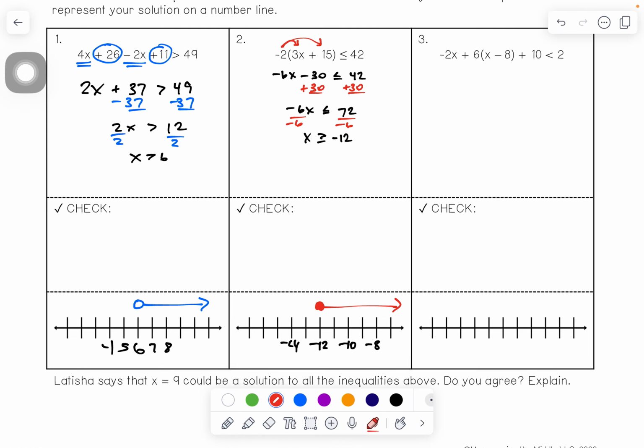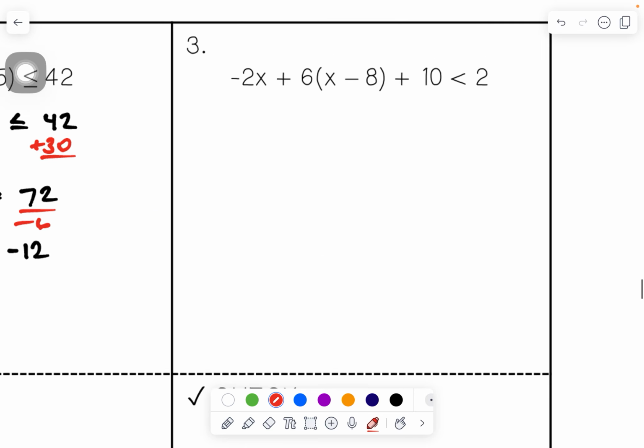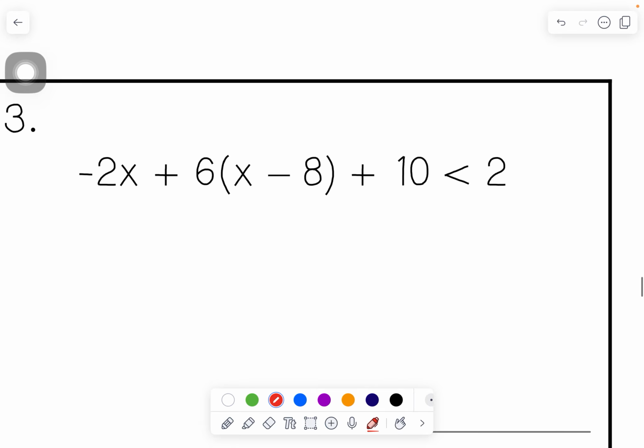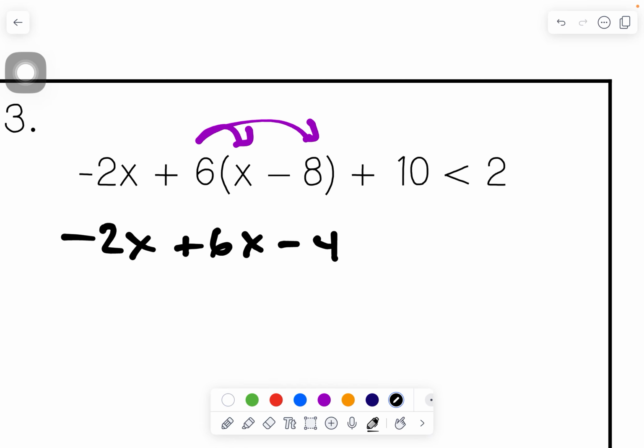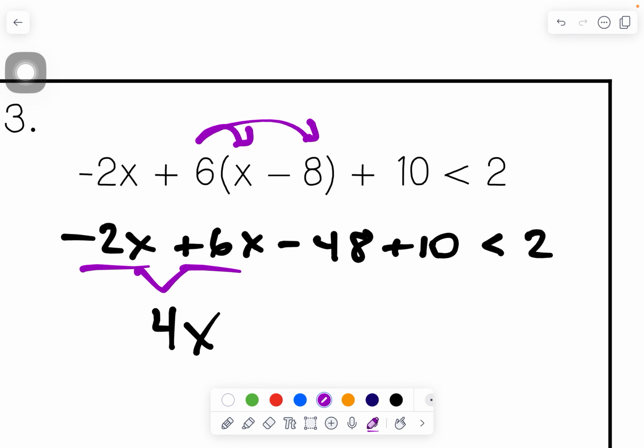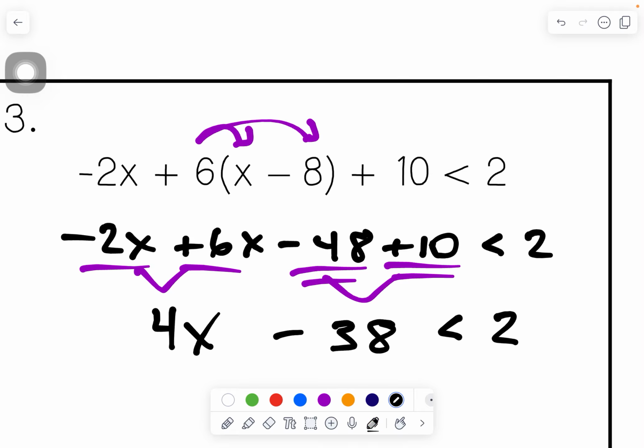Now this last example has all the variety in it, all the steps of those equation or inequality solving steps. First, distribute, so I get negative 2x plus 6x minus 48 plus 10 less than 2. Now I can combine like terms: the negative 2x and the 6x make 4x, and the negative 48 and the plus 10 make negative 38. And this has to be less than or equal to 2.